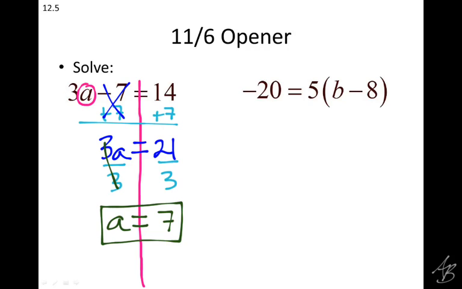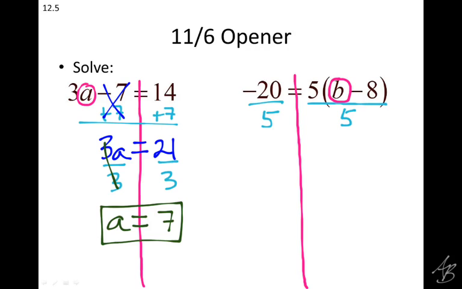Alright, next one we want to get that b by itself, so we'll circle that and draw our line of equality. We need to get rid of the 5 and the 8. Which one of those should we get rid of first? The 5. So even though we do multiplication before we do subtraction, that subtraction is in parentheses. So since the b minus 8 is what we would do first, that's grouped together, we need to get rid of the times 5 first by doing what? Divide by 5. So we're going to divide by 5 on both sides.